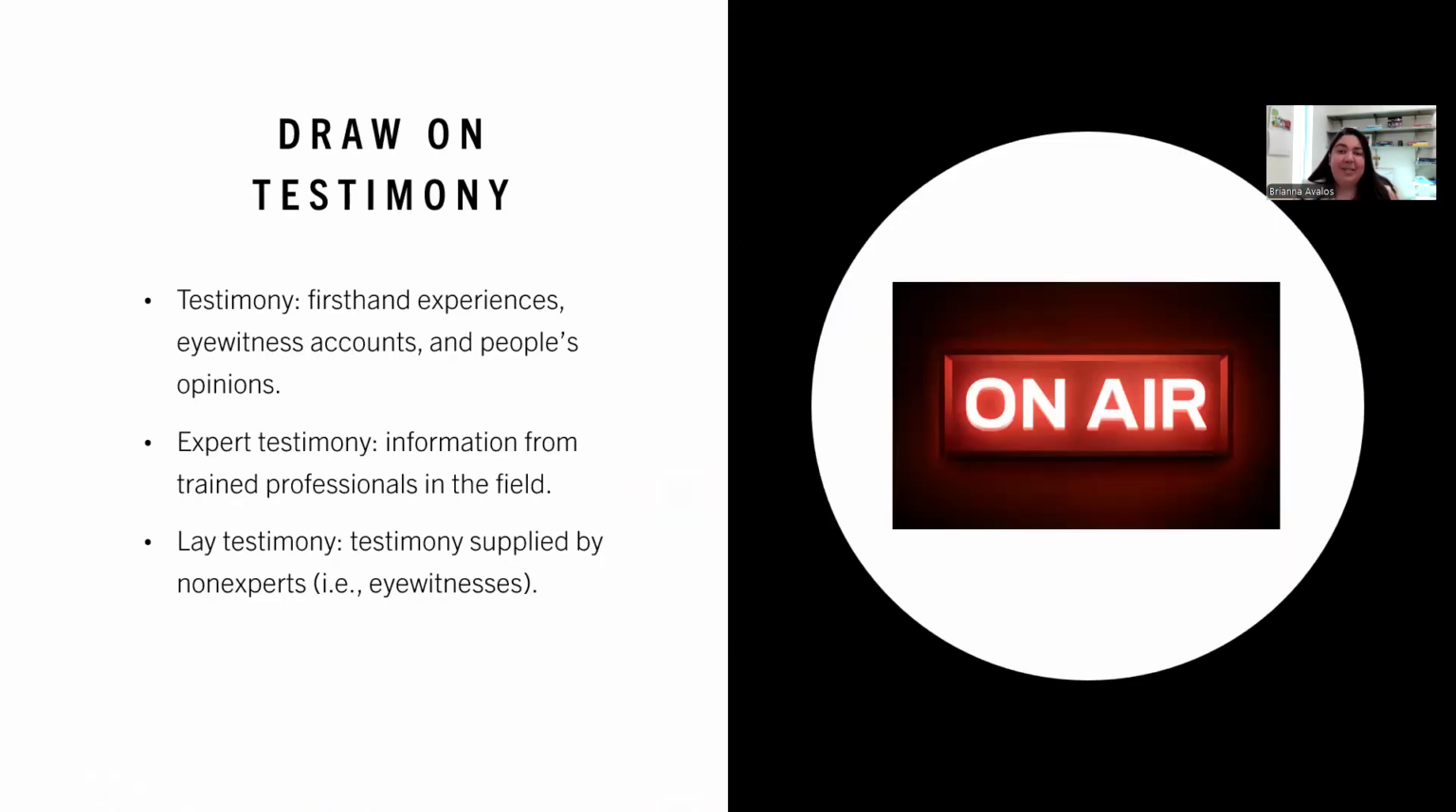Now we have drawing on testimony. And this is looking at research of whether that you saw or someone else saw or whether they collected or you collected it. Testimony, this can be firsthand accounts. You were there, eyewitness accounts, and also getting people's opinions. We have expert testimony, and this is information from trained professionals in the field.